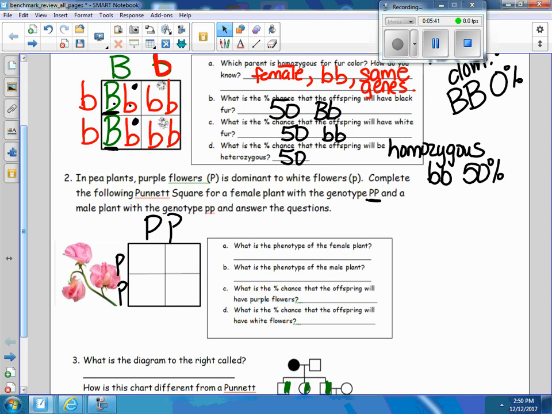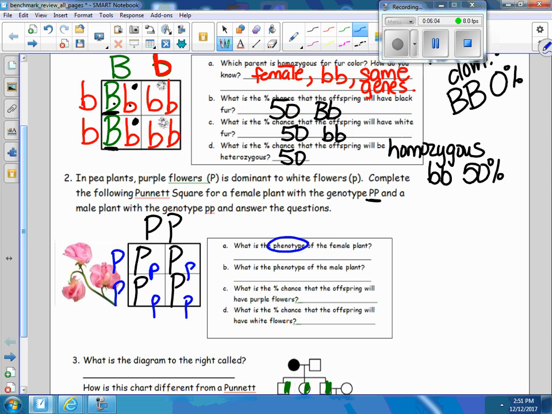Let's make this little p a different color so we can differentiate between the two. So we're going to go down, going down, going down, going down. Going across, going across, going across, going across. Do we have any of them that are the same? No.